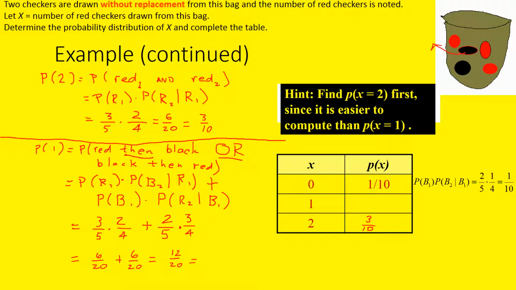I was going to remark that we kind of know this has to be 6/10, because this is a probability distribution, and the sum of the probabilities always has to add to 1. It kind of has to be 6/10 because 1/10 plus 6/10 plus 3/10 are 10/10, which is the 1. So let's verify.